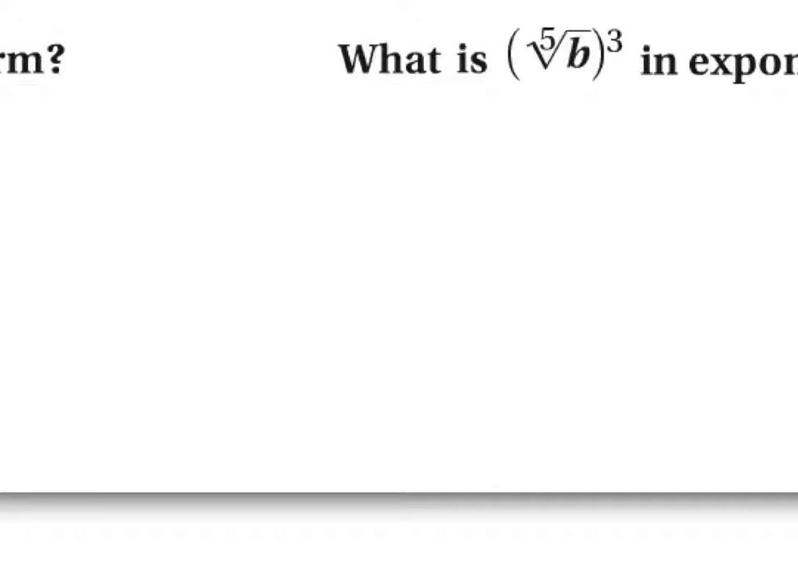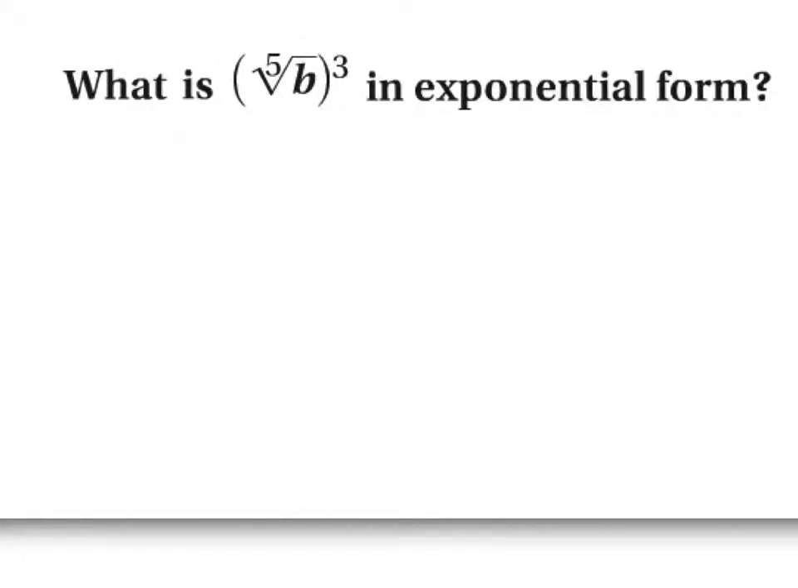Let's try another. Please write this one in exponential form. The 5th root of b to the 3rd power. Okay. We should have b to what power? 3/5 power. b to the 3/5 power is the correct answer here. The denominator is the index.